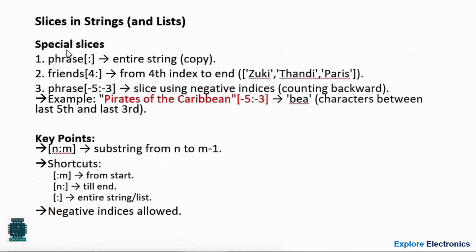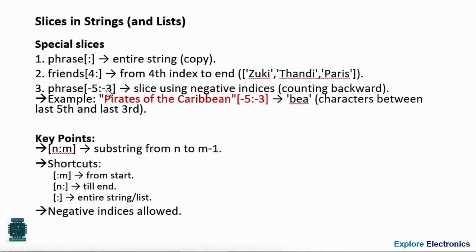Here we have some special slices. Those are phrase of colon. If I take like this, it will print the entire string. It will copy the entire string, where I can access the entire string easily by using this phrase. And if I use this, then it will print from 4th index to end. 4th to end. Which means from the 4th element to end it will print everything. Which is Zuki, Thandi and Paris in the previous example.